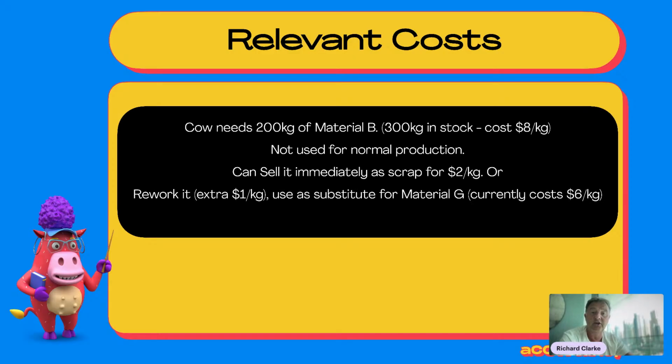However, what I could do is substitute it for material G. Material G normally costs me $6 per kilo. But I can use material B at an extra cost of $1 per kilo. So what would you rather do? Would you rather go out and buy some more material G for $6? Or would you say, actually, I'm going to rework material B, because it only costs me $1 per kilo to rework. So I'd be saving $5 per kilo. But if I use them all up, I'm not saving them. Or we could sell it to a specialist recycler for $3.50.